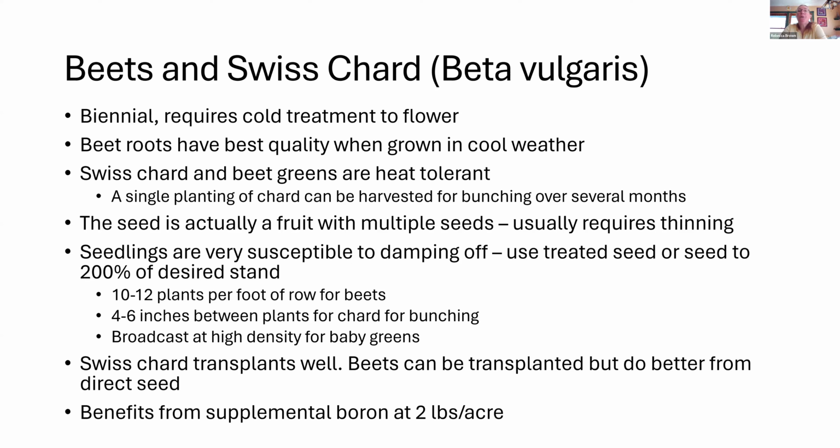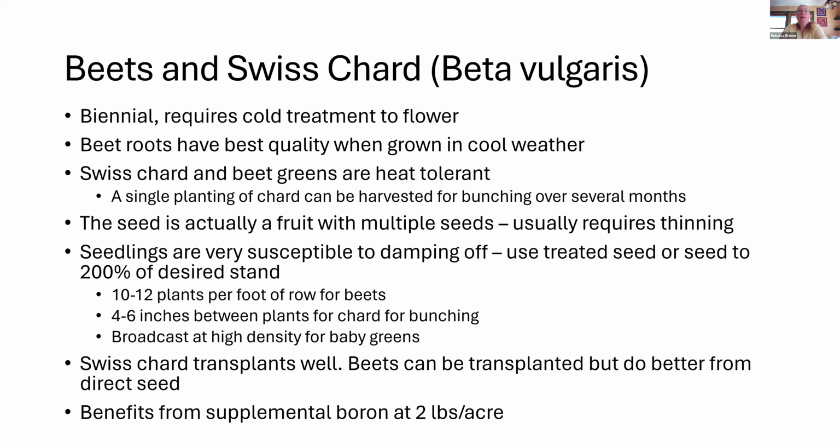And this is really useful because you can grow Swiss chard all summer long. You can also grow beet greens all summer long. And in fact, there is a heirloom variety of beet that was developed for its greens that's known as perpetual spinach, because it just keeps producing all season long.